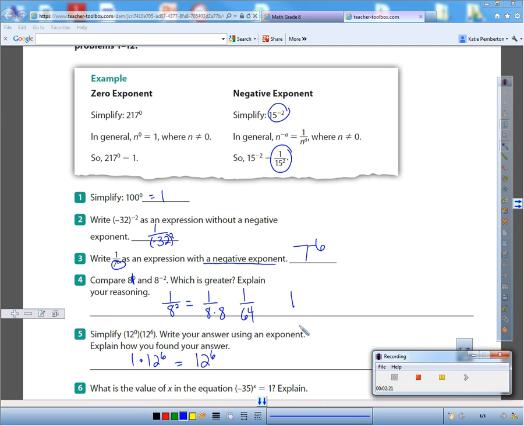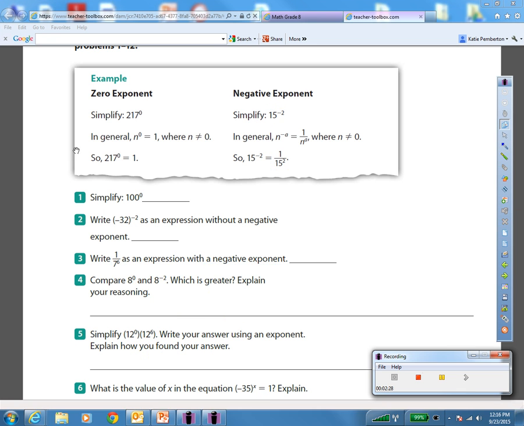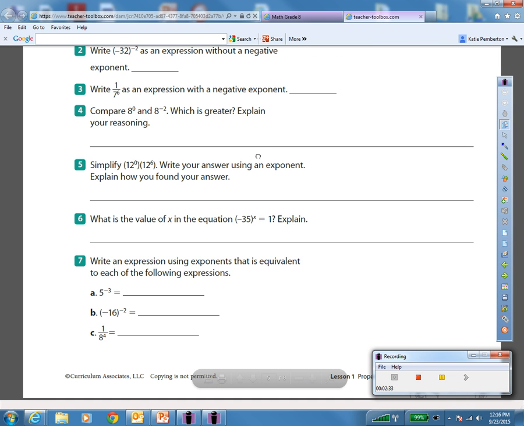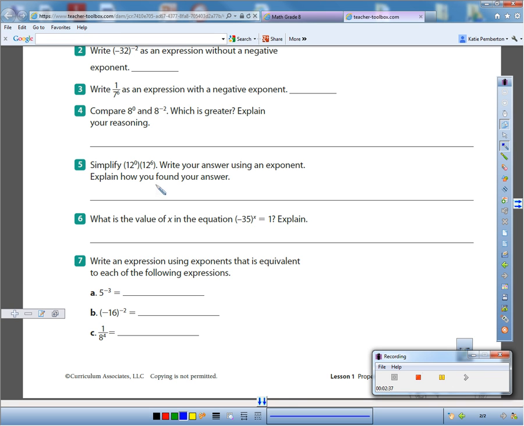Okay, I'm going to scroll up here just a little bit. We're going to lose some of the writing when I scroll up here. You can always come back to this and rewind. Oops. Okay, so on number 5. Oops, we just did number 5. Number 6 is where we're at.